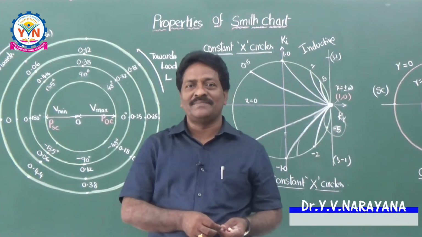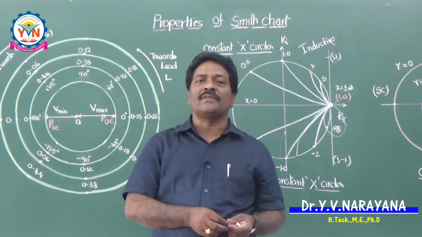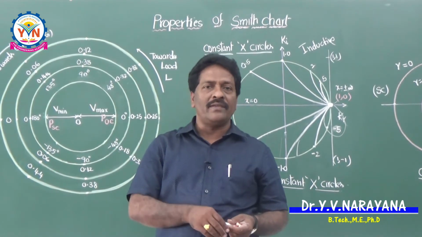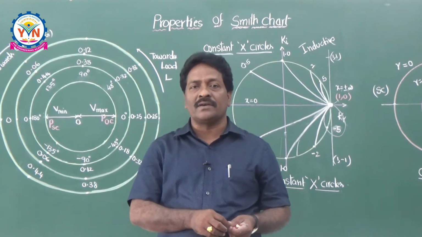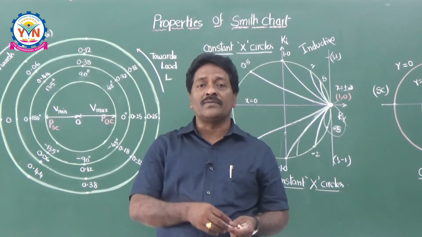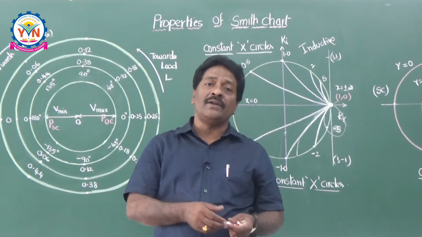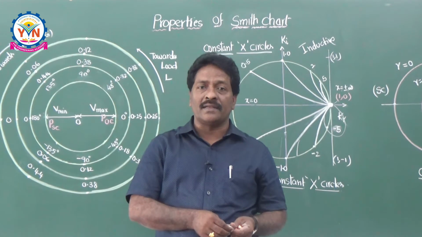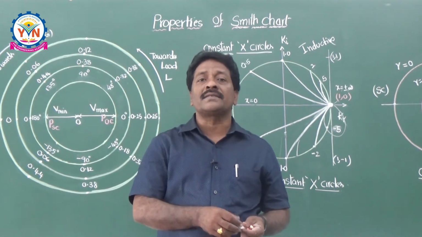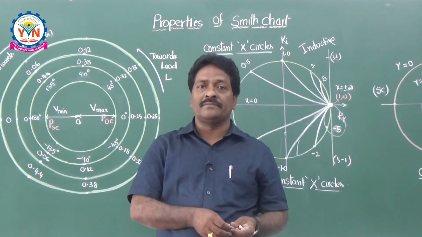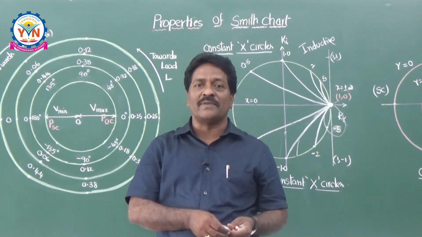Dear students, in this class, we are going to see the properties of the Smith chart. You know very well, in the last class, we have seen the construction of the Smith chart, which consists of two types of circles, R circles and X circles. And already I told you how to draw the R circles and X circles. In this class, let us study the properties of the Smith chart, because we are going to do so many problems using the Smith chart.